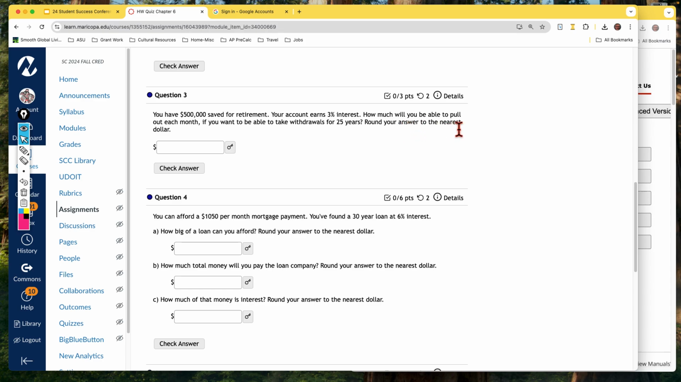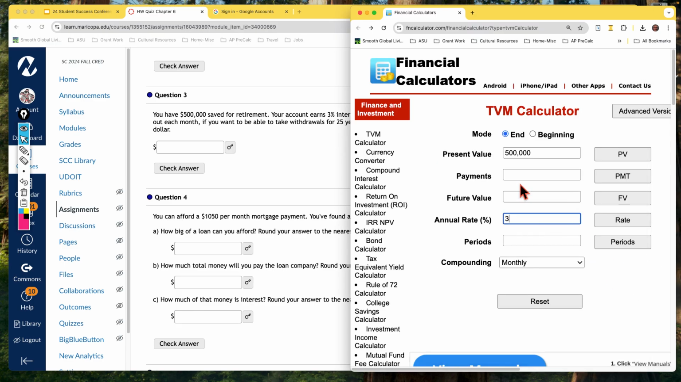How much will you be able to pull out each month if you want to be able to take withdrawals for 25 years? So we want to take out a payment. We want to take out money each month. So that's actually a payment, but it's going to come to us, right? For that matter, I'm going to put this 500,000 as negative because we need it invested. I guess it's in the bank or someplace at 3%. The payments will come to us.